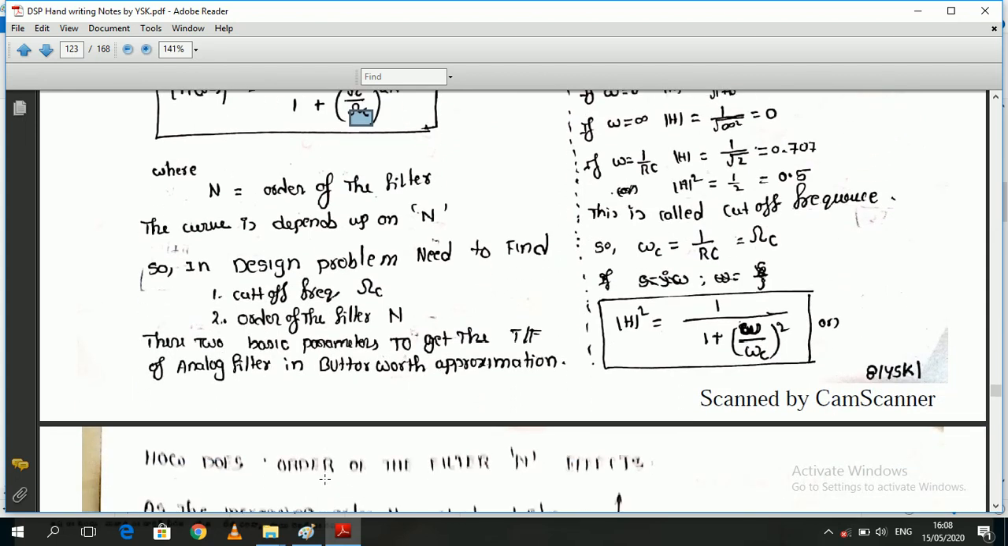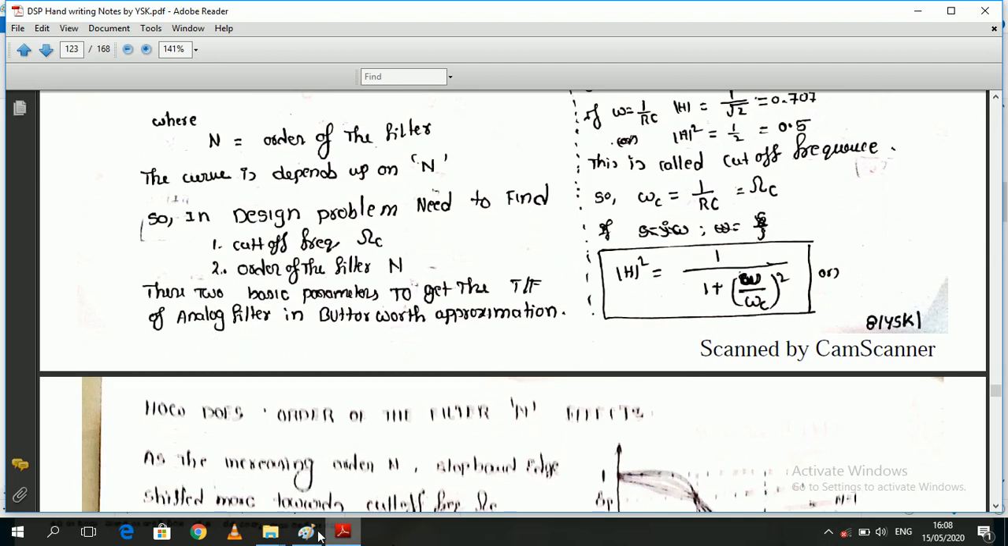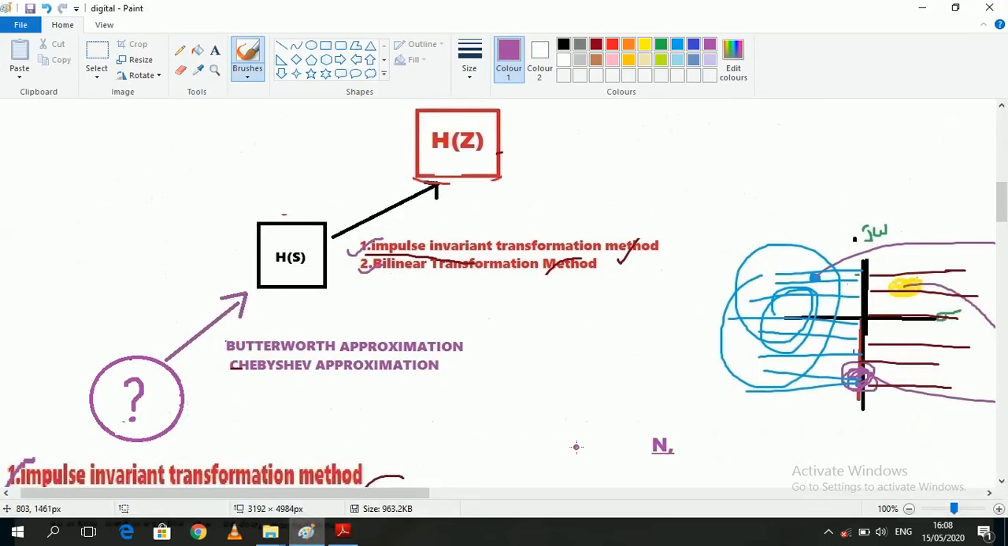So finally, what should we understand? Instead of a question mark, there are only two parameters. One is the order of the filter, another one is omega c. So these two parameters are replaced. To design an analog low pass filter, we are using these two parameters only, where n is equal to the order of the filter, and omega c is the cutoff frequency. By using these two parameters and by the Butterworth or Chebyshev approximation, we can design an analog filter.